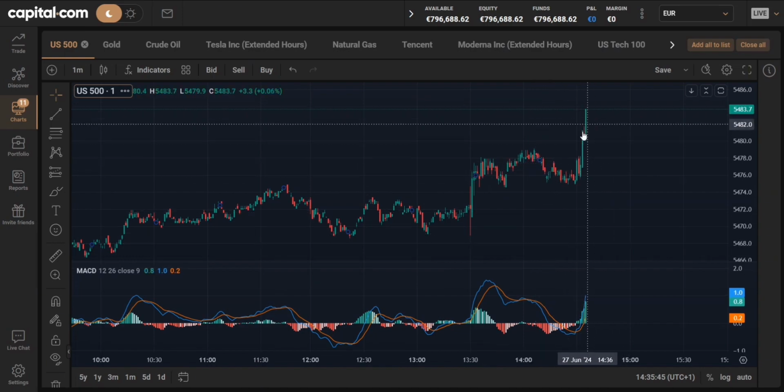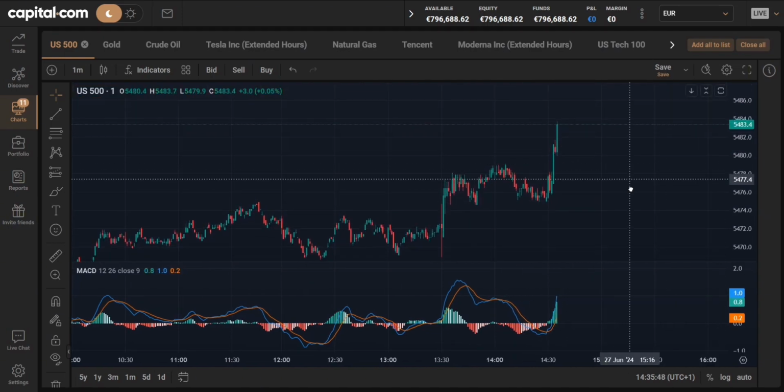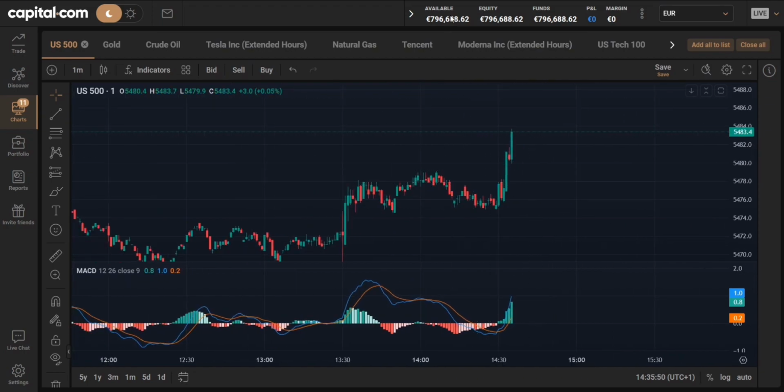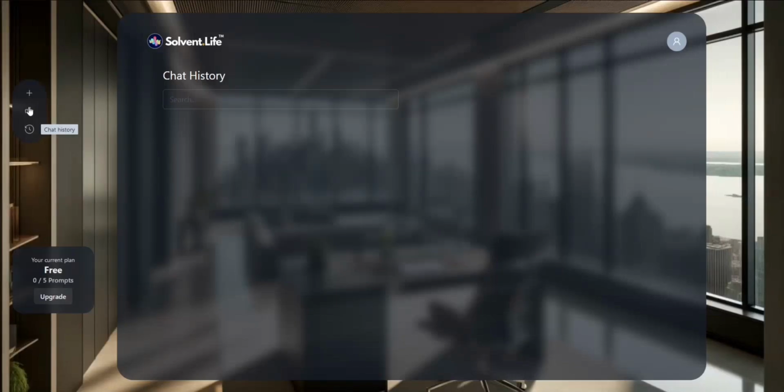It just goes to show how well these types of systems like Solvent GPT can help you do some of the analysis beforehand, particularly when the markets are just opening.